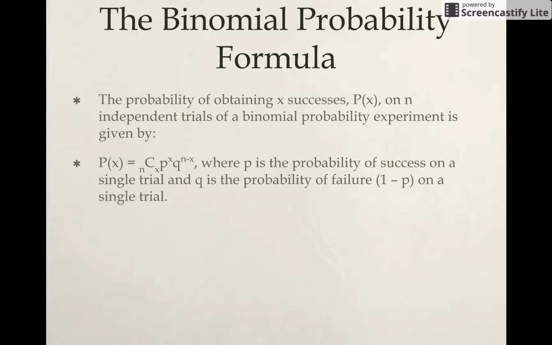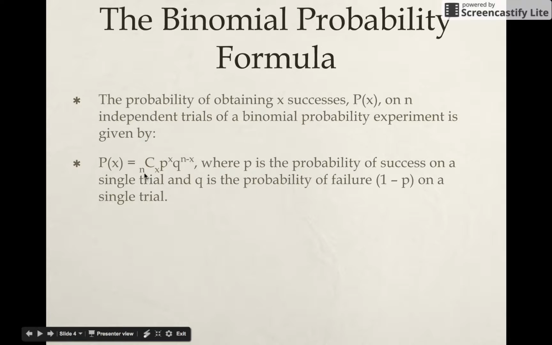Okay, the binomial probability formula looks a little intimidating, but we actually know all of the pieces of this formula already. Again, we're still using this probability notation. This is the probability of X, and in this case, we're talking about obtaining exactly X successes from n independent trials of a binomial probability experiment.